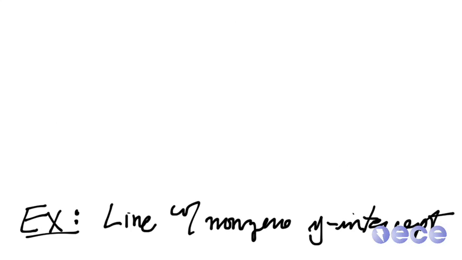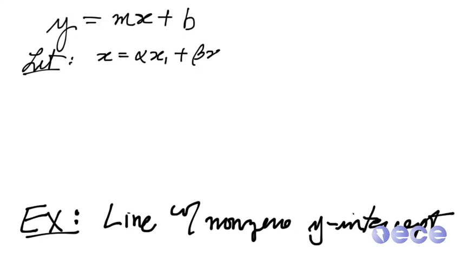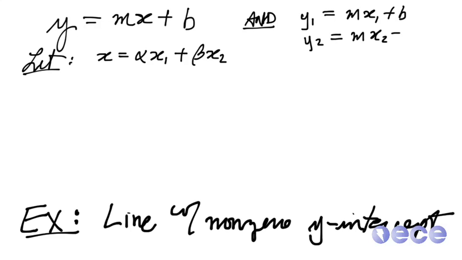Here's an example of a line with a non-zero y-intercept. y equals mx plus b. You guys probably remember this from kindergarten or whenever it was that you studied lines and slope intercepts and all that kind of good stuff. So we do the same formulation. x is alpha x1 plus beta x2. And y1 equals, substituting in values for x1 and x2.